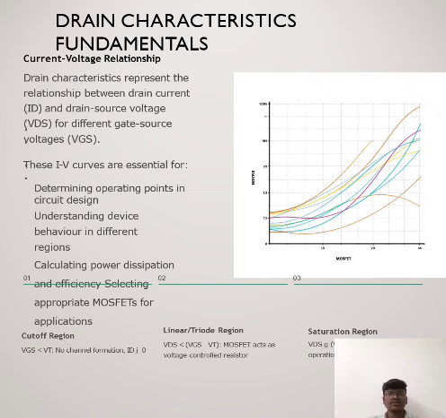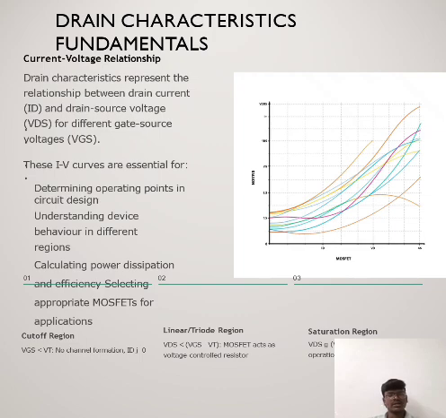Drain characteristics fundamentals. Current voltage relationship. Drain characteristics represent the relationship between drain current ID and drain source voltage VDS for different gate source voltages VGS. These VI curves are essential for determining operating points of circuit design, understanding device behavior in different regions, calculating power dissipation and efficiency, and selecting appropriate MOSFETs for applications.